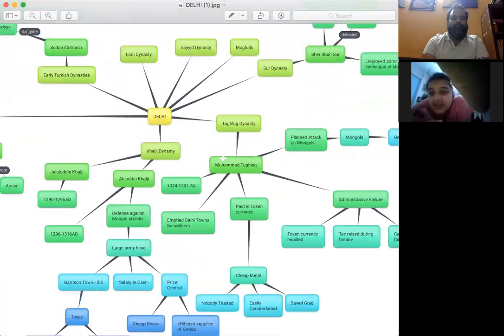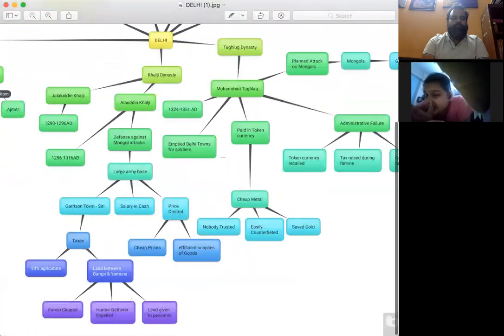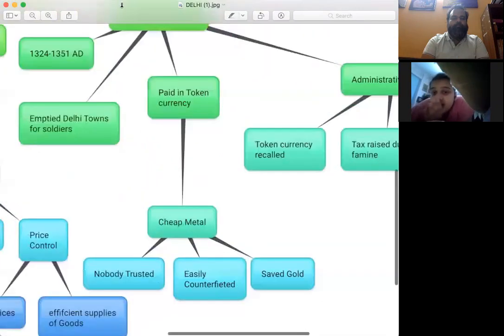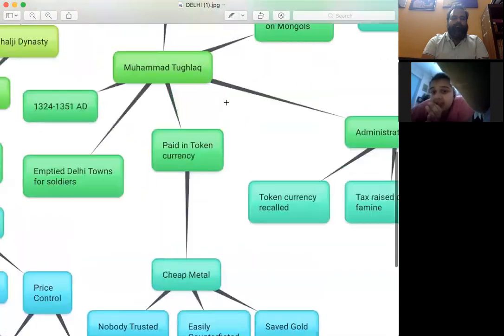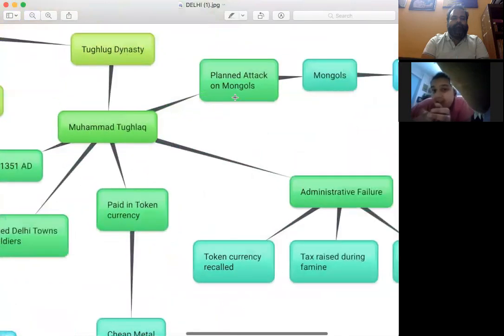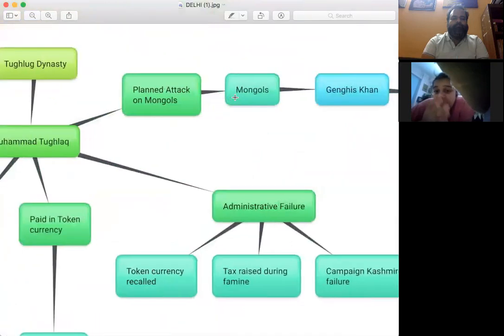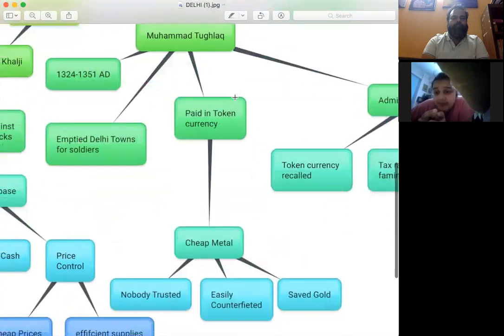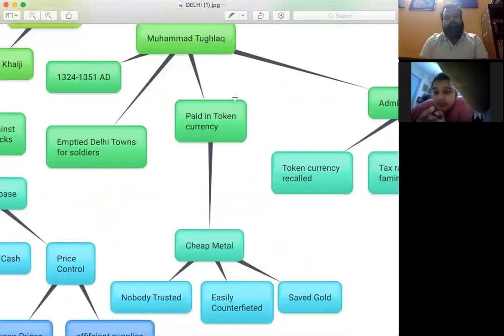Sir, my question is on the Tughlaq dynasty. Can you please move to the Tughlaq dynasty? Sir, in the Tughlaq dynasty, it's really different from the Khalji dynasty. Instead of paying in coins, he used to pay in paper money. Yes, that was token currency. He had circulated this currency, so everyone used to use it.